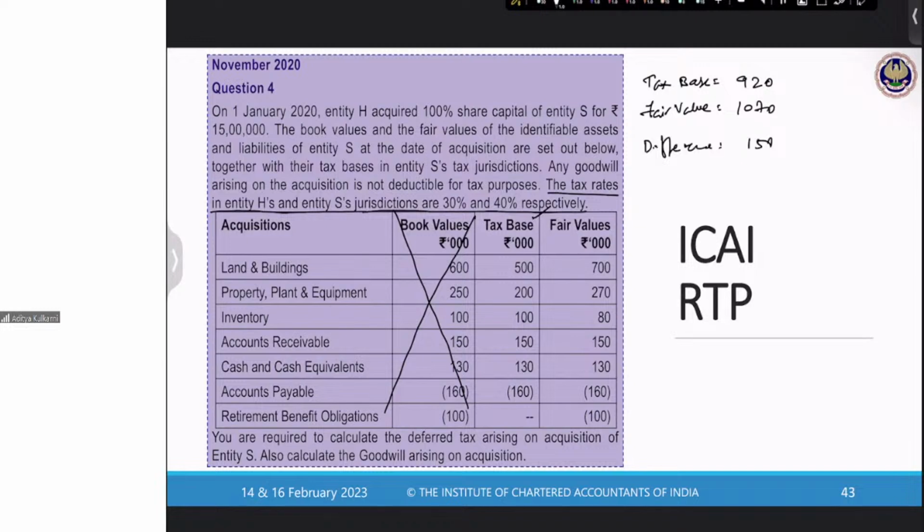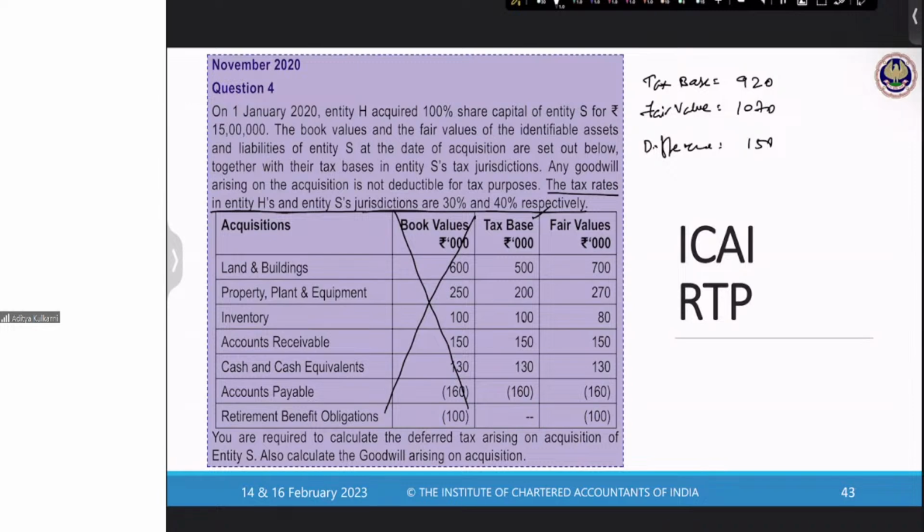Okay. No problem. No problem. I came to know it was a mistake. Okay. So which rate am I going to take? Will I take the subsidiary's rate, which is 40%, or will I take the parent jurisdiction's rate, which is 30%?